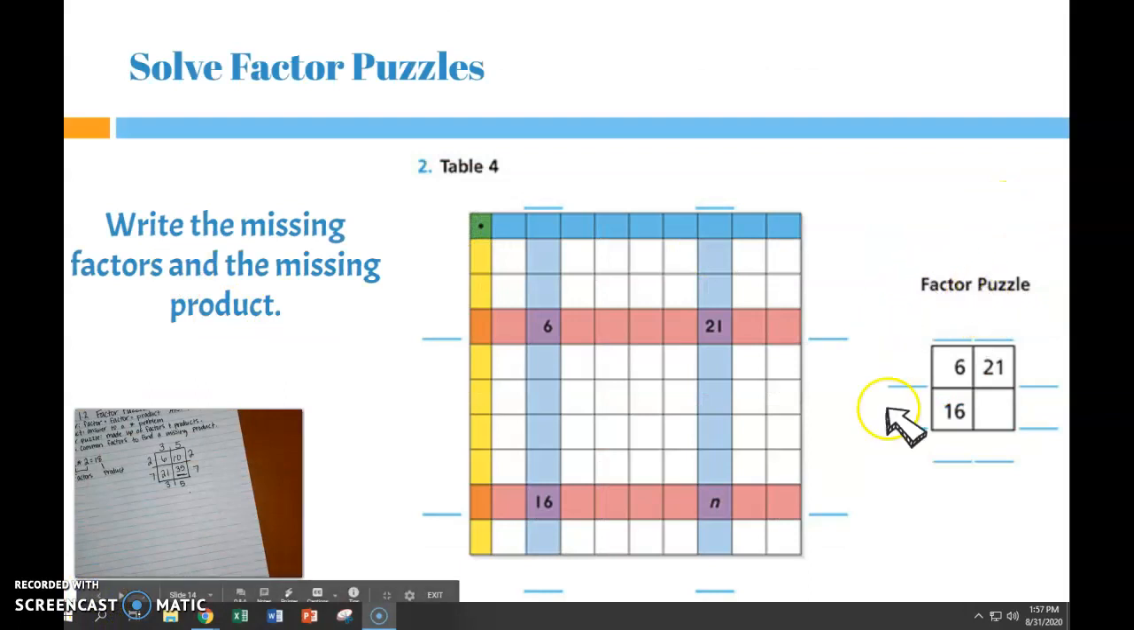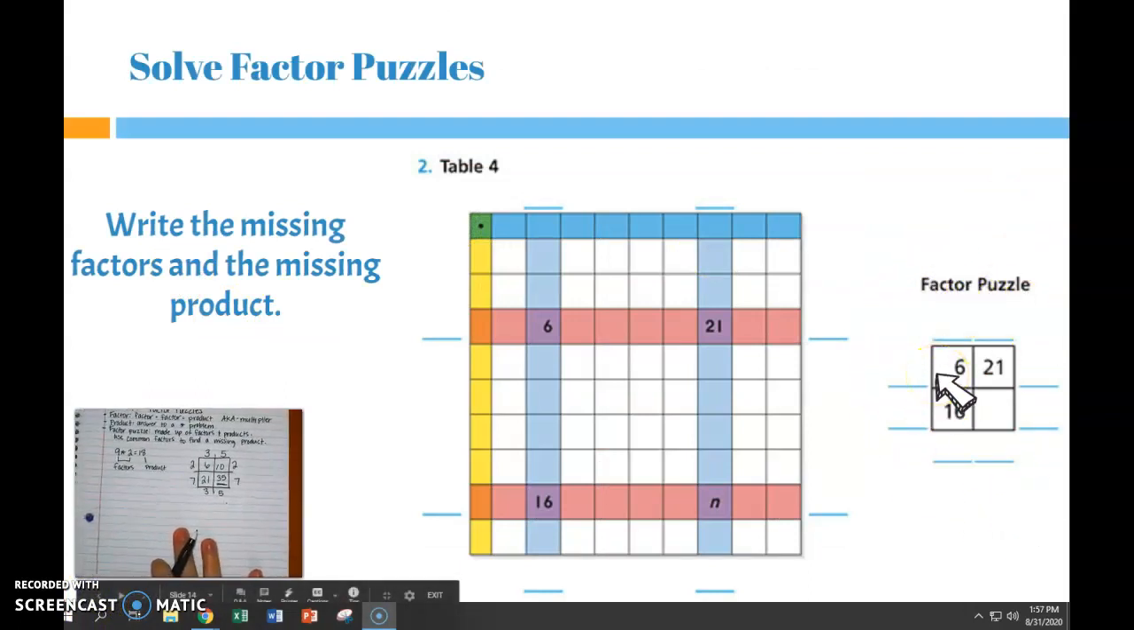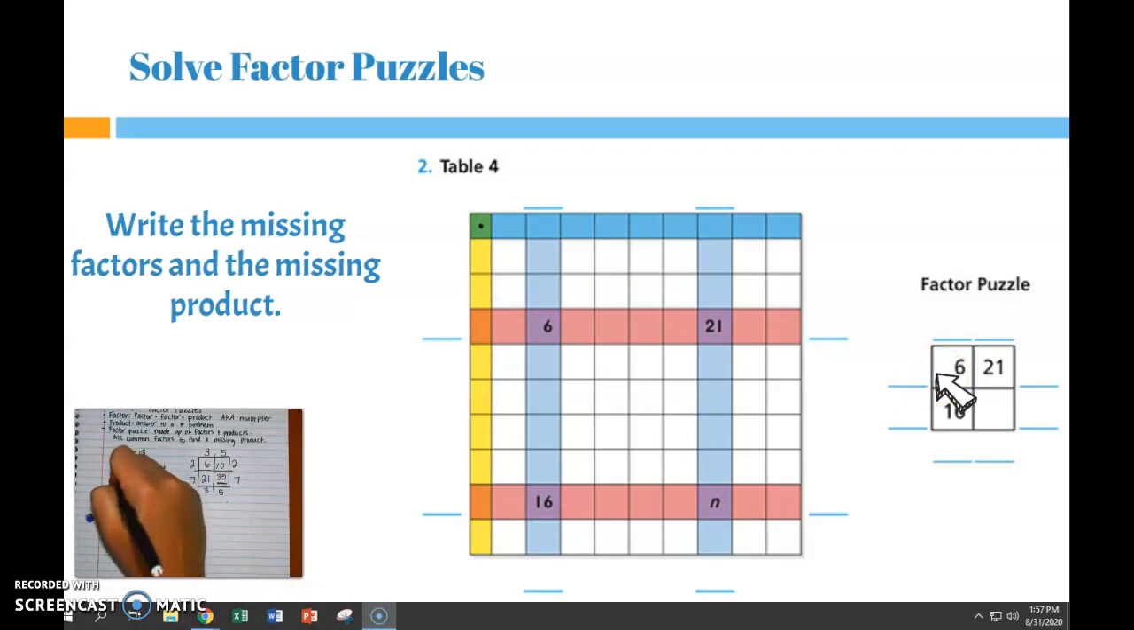Okay, we've got another factor puzzle over here to practice solving, so I'm going to go ahead and jot that down in my journal. So I've got my pretty puzzle. 6, 21, and 16 are the products that I know this time. We're going to think, okay, I can start 6 and 21 or 6 and 16. I'm going to go 6 and 21.